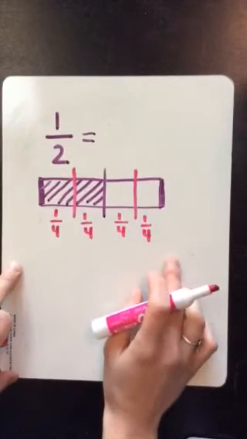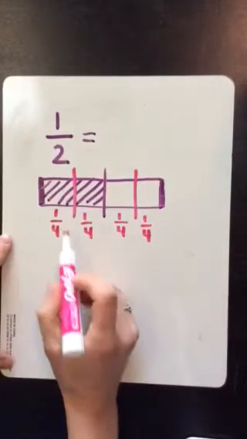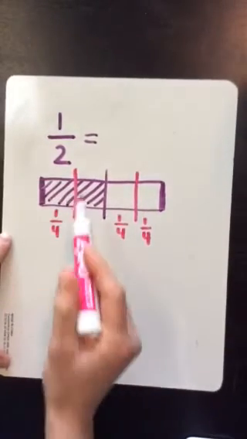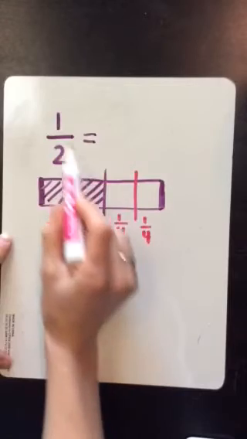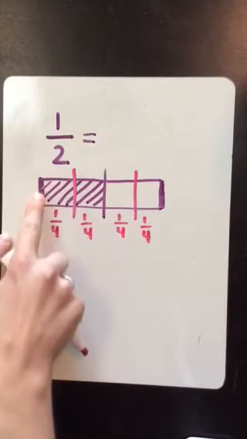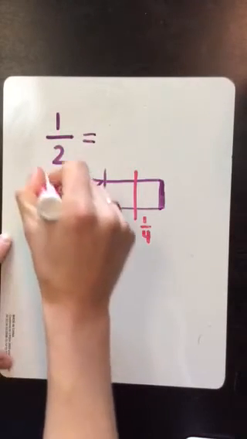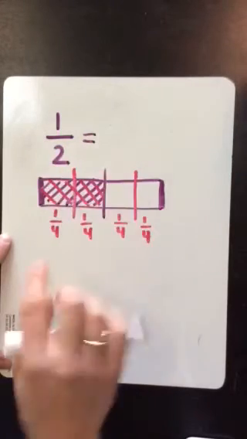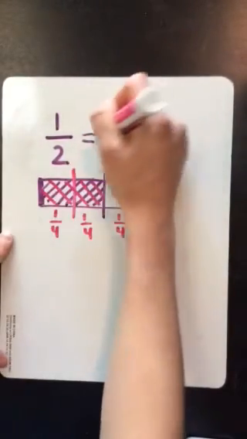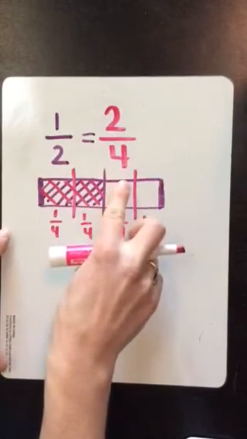These are all unit fractions because they have 1 in the numerator. So now that I have 1/4, 1/4, 1/4, 1/4, I need to think how many fourths are equivalent to 1/2. I know it's not just 1/4 because that would just represent this part of my tape diagram. But I see the part that's shaded is actually 1/4, 2/4. So I can write that up above. 1/2 is equivalent to 2/4.